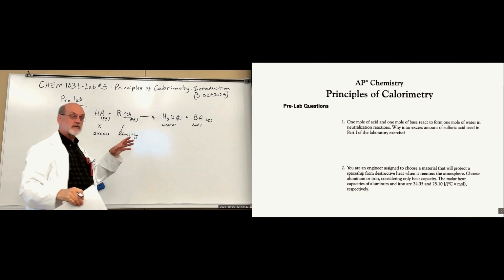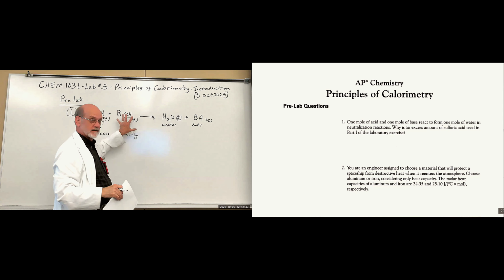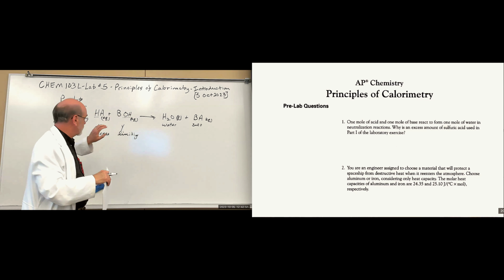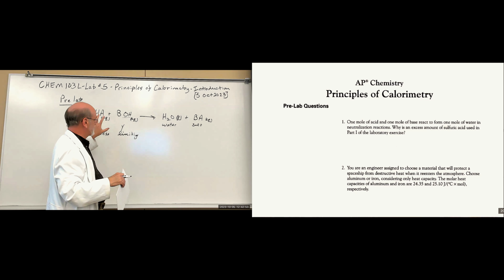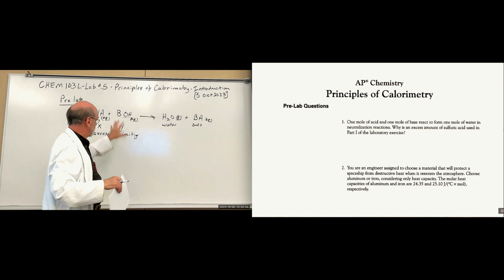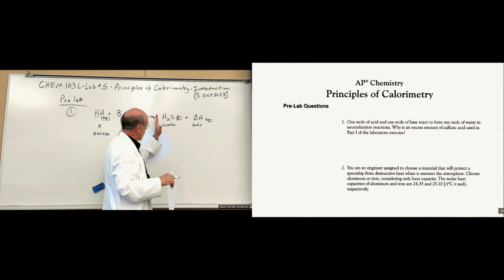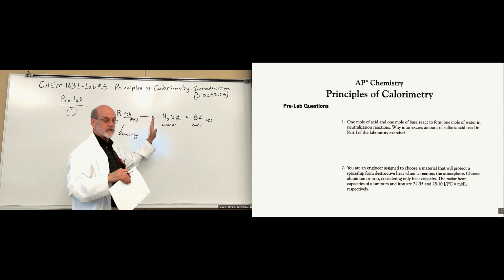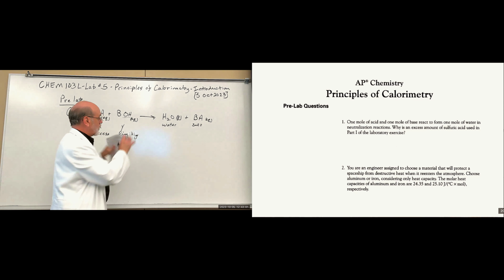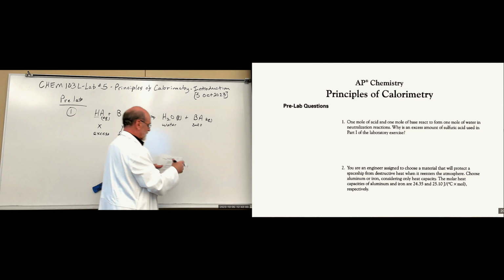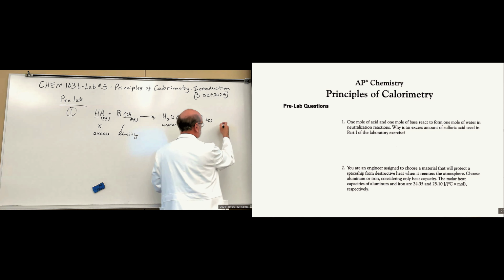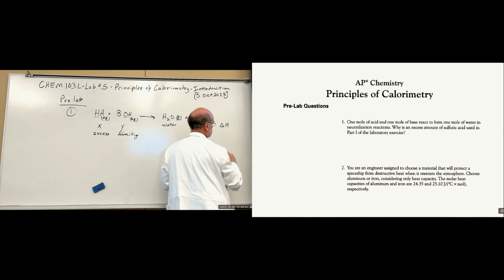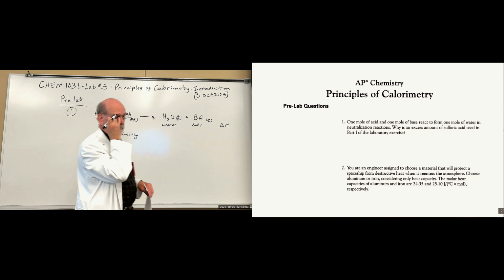So the stoichiometry would be based upon this one, right? Even though we put an excess of acid in there with it, this determines the stoichiometry or the outcome, how much water is produced. Okay, so when we do that, we're going to measure an enthalpy for that reaction, right?